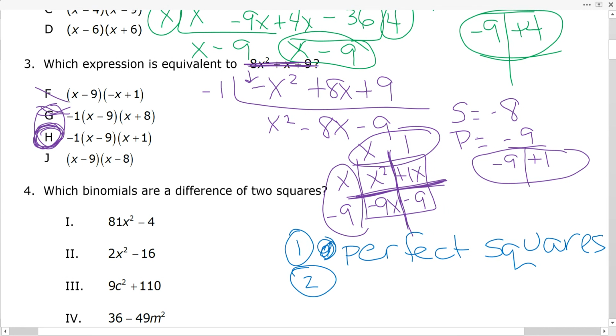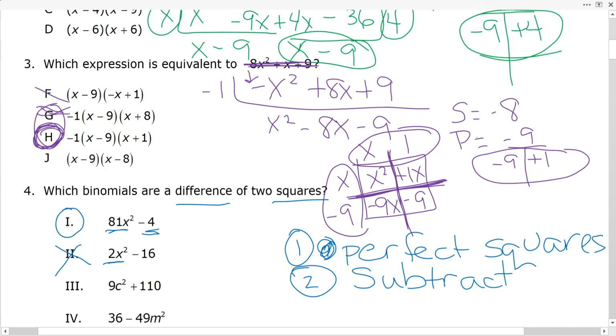And it has to be subtraction, hence the difference and squares. So if I'm looking at these choices and I know 81 is a perfect square and 4 is a perfect square and it's subtracting, that one is. 2, not a perfect square. 16, perfect square, doesn't matter though. 2 is not a perfect square. Everybody remember that, I hope.